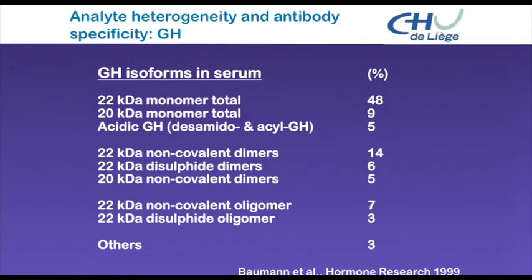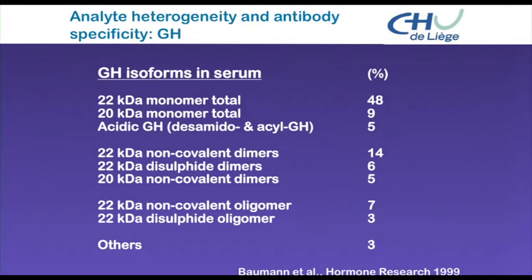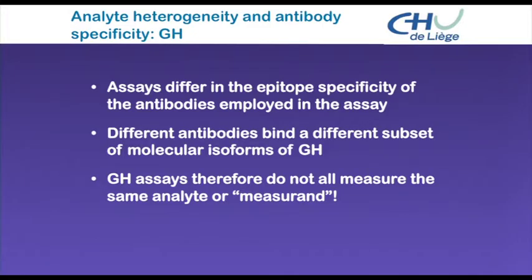These are the different isoforms of GH that circulate in the serum. The most abundant is the 22 kilodalton monomer, but there is also the 20. There are different fractions, acidic, non-covalent, dimers, and things like this that circulate in the blood. The problem is that if you are using an antibody, you will recognize all these different forms to different extents, and that will give you different responses if you use different antibodies in the same patient.